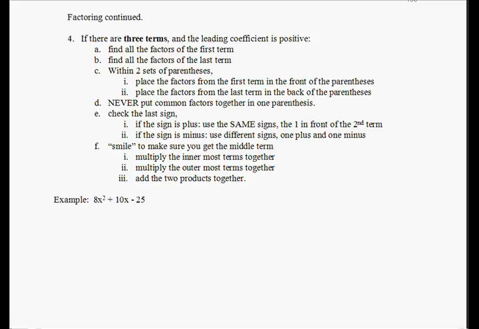Continuing with our factoring, if we have three terms and the leading coefficient is positive, so I really want to make sure that that leading coefficient is positive. If not, I will factor out a negative from every term. Find all the factors of the first term, find all the factors of the last term. Within two sets of parentheses, place the factors from the first term in the front and the factors from the last term in the back.